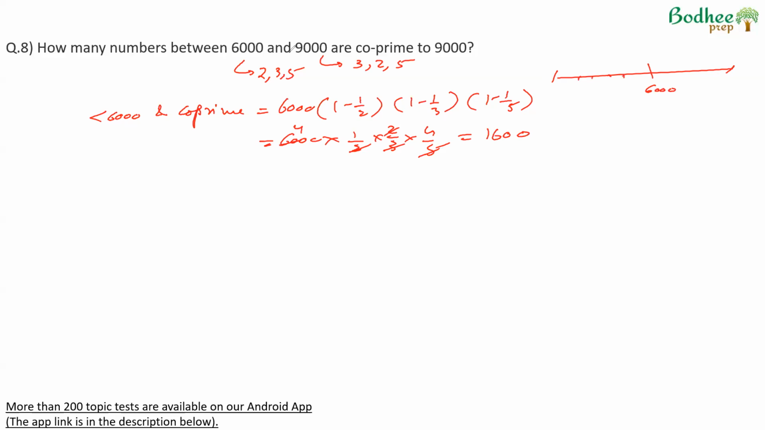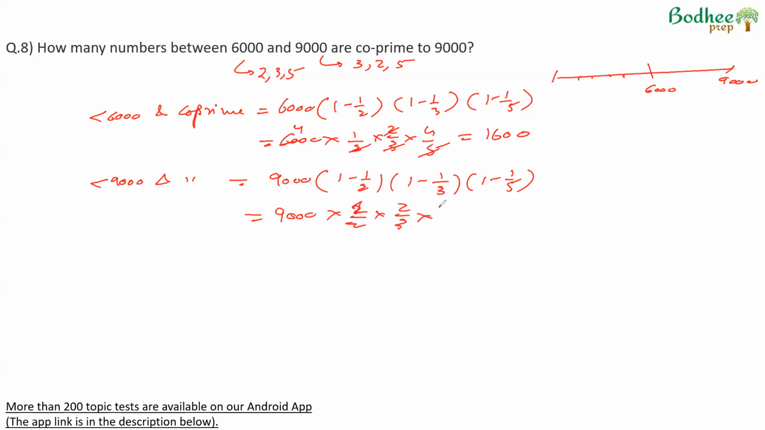It is quite obvious that any number that is co-prime with 6,000 will also be co-prime with 9,000. So less than 6,000, there are 1600 numbers which are co-prime with 9,000. If we look at numbers that are less than 9,000 and co-prime with 9,000, they will be 9,000 into 1 minus 1 by 2, 1 minus 1 by 3, 1 minus 1 by 5. This is a direct formula that can be used without exception. 1 by 2, 2 by 3, 4 by 5, 5 times 3 is 15, 6 times 4 is 24, 00. So from 1 to 9,000, there are 2,400 numbers that are co-prime with 9,000.